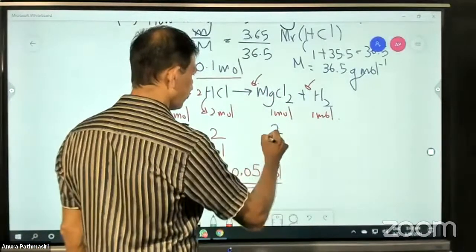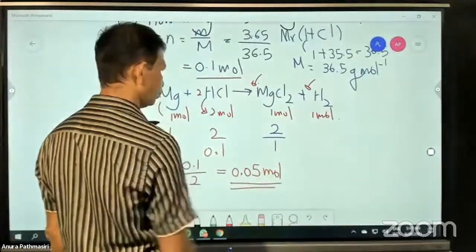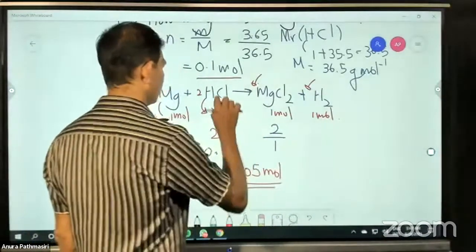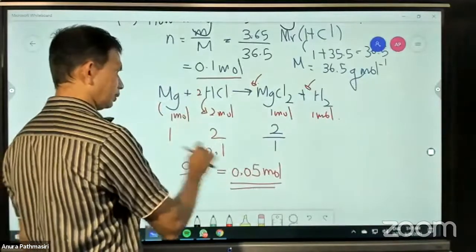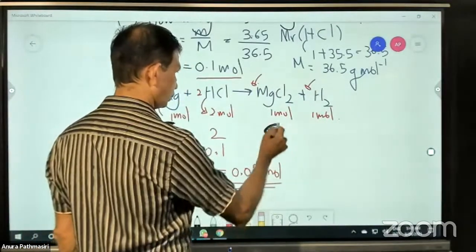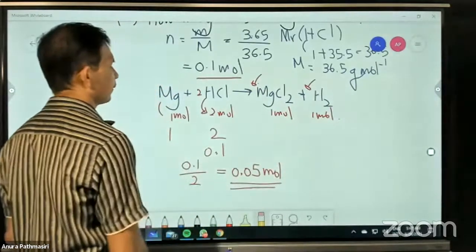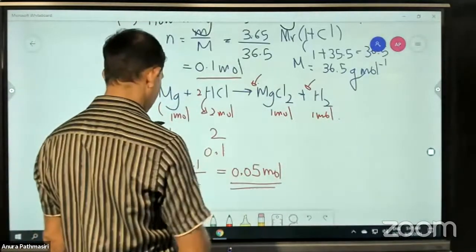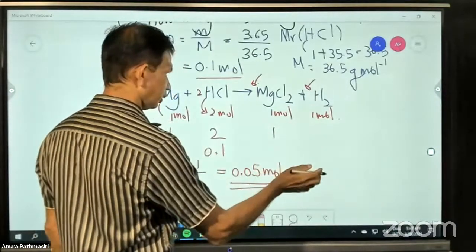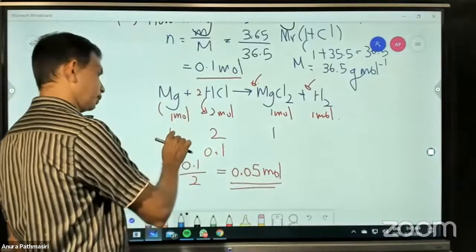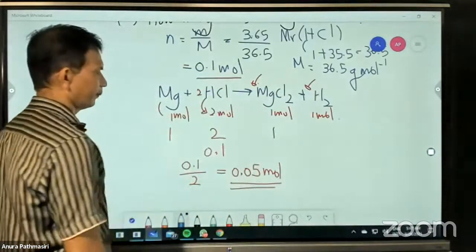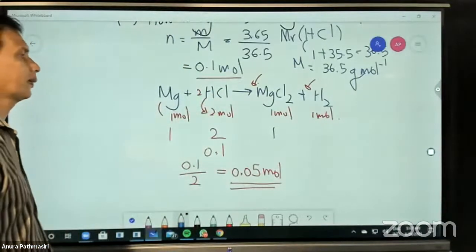2 is available if you have 1. Now, if you say magnesium, no, I made it the other way around. You have to get something like this. Magnesium, take 1. If you consider magnesium 1, there are 2 moles of HCl.